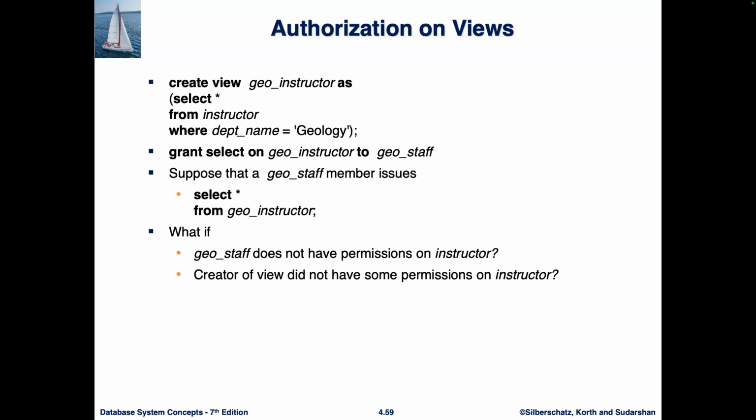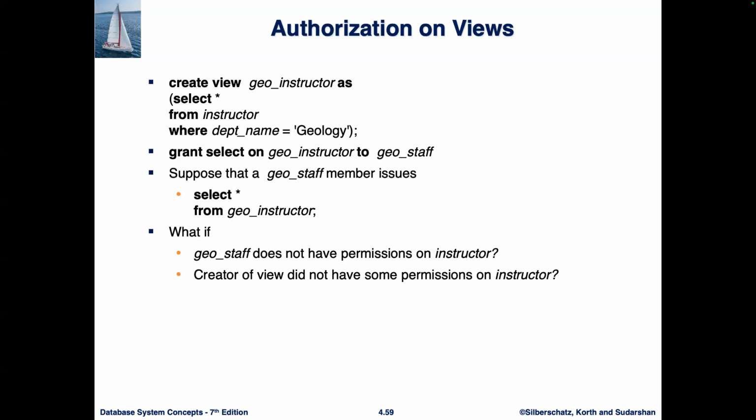Scenario 1, geo staff does not have permission on instructor. Even though the geo staff role has select permission on the view geo instructor, if the members of geo staff do not have permission on the underlying instructor table, the query will still work if the view creator or definer has access to instructor. This is because the view acts as an abstraction layer, and the permissions for querying the underlying table are based on the definer's access, not the query executor's access. If the view is defined with definer's rights, which is the default in most systems, then geo staff can access the view even if they don't have permissions on the underlying table.